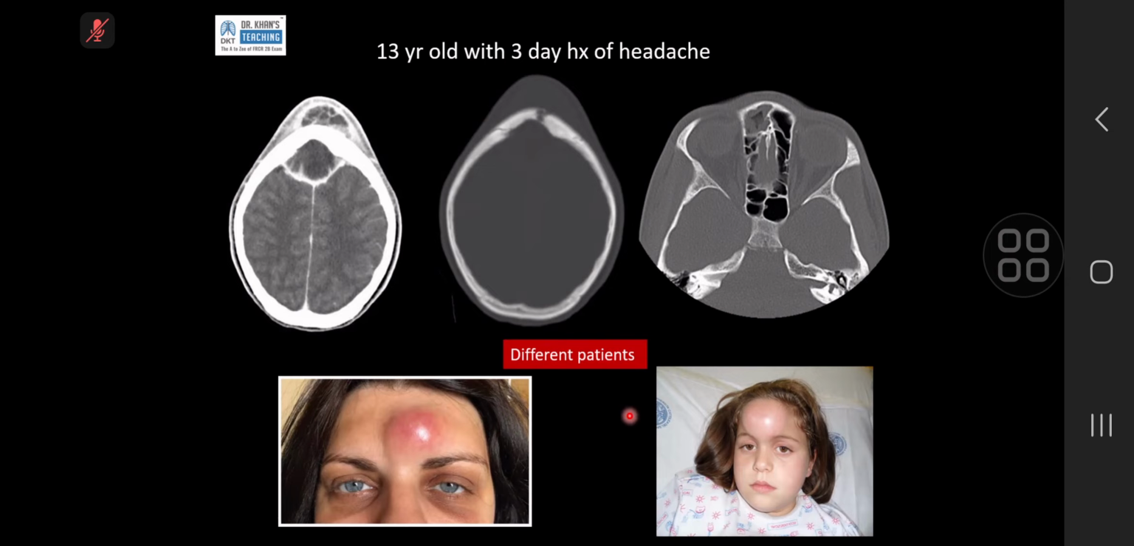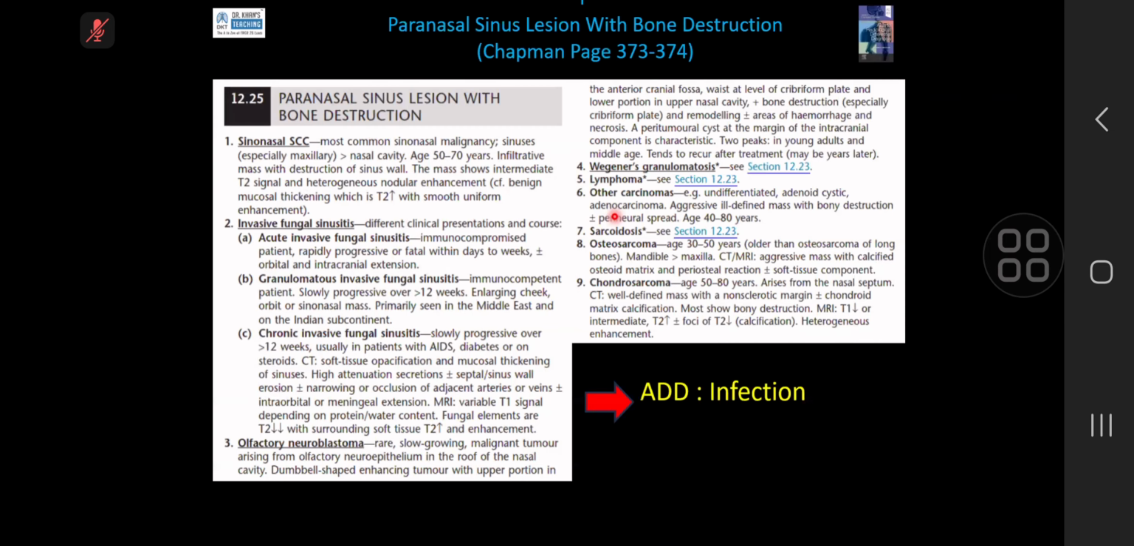Just like subperiosteal abscess can be in relation to the ethmoid sinus, similarly, it can happen in relation to the frontal sinus also. And so the patient will present with hard swelling. That is the key. And so in this particular case, there is subperiosteal abscess, intracranial abscess. And the same thing was there in our case.